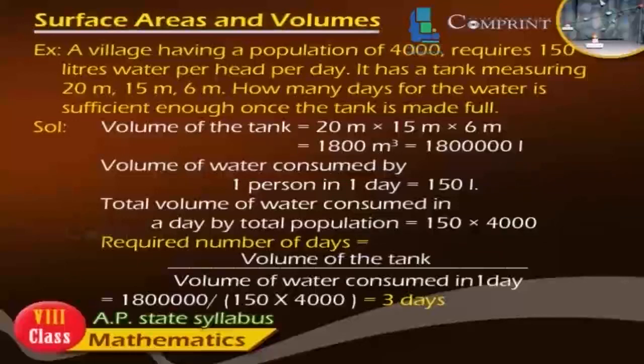Volume of water consumed by one person in one day is equal to 150 liters. Total volume of water consumed in a day by the total population is equal to 150 into 4000. Required number of days is equal to volume of the tank by volume of water consumed in one day is equal to 18 lakh by (150 into 4000) is equal to 3 days.